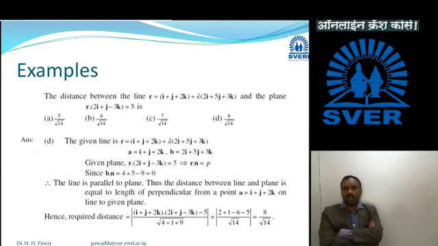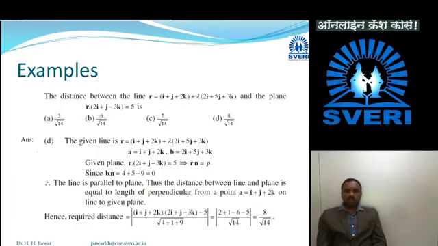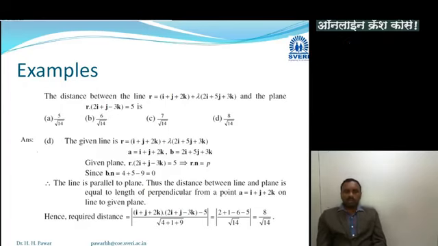n cap equal to d, or r bar dot 2i plus j minus 3k equal to 5. Hence n bar is equal to 2i plus j minus 3k in this case. So we know that b bar dot n bar is equal to 4 plus 5 minus 9, which is equal to 0. That is, b bar dot n bar is equal to 0. Hence the line is parallel to the plane.